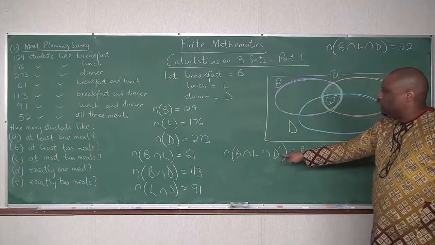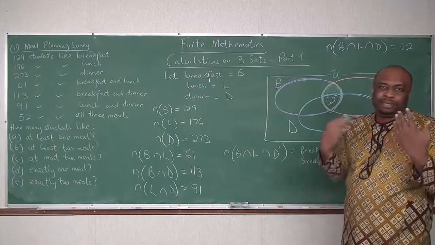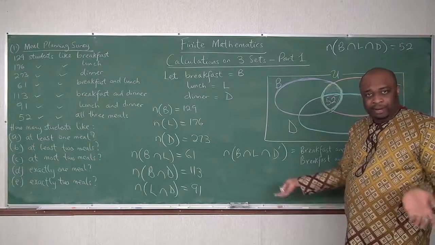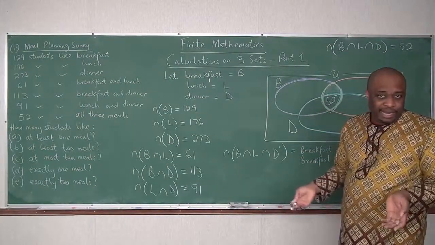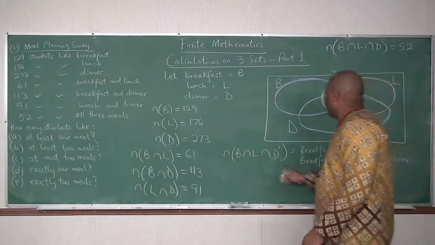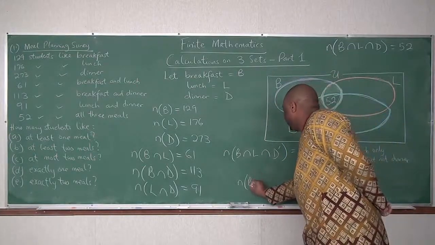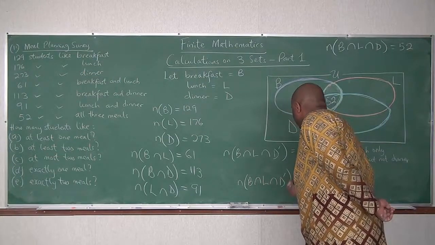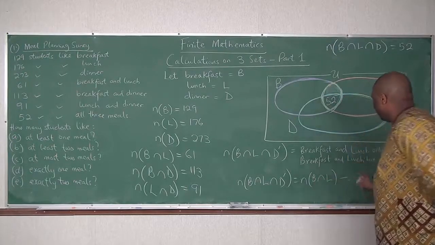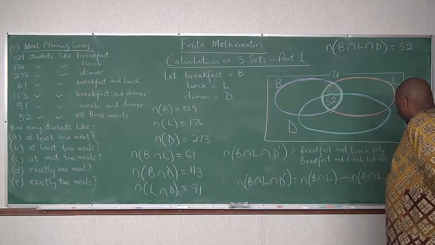If you want breakfast and lunch only, it will be what? I'm going to write these formulas, like I said, both ways. You can do that only by formula, or you can also do that by Venn diagrams. I will show you both ways. Whatever way you like, you take. So if you want breakfast and lunch only, this will be cardinality of breakfast and lunch minus cardinality of breakfast and lunch and dinner.